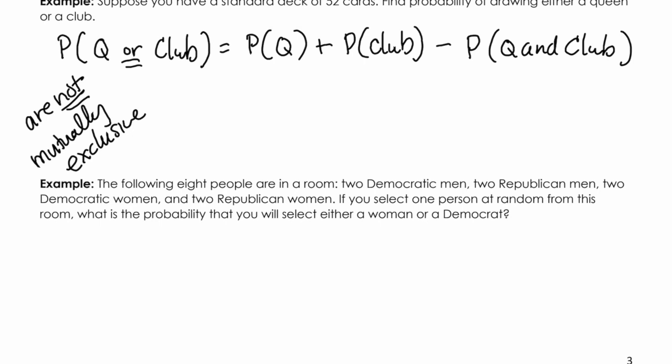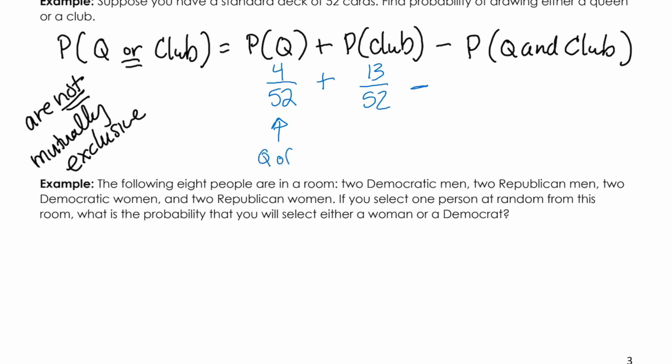So when I go and pick a card out of a deck of 52 cards, I have a chance of 4 in 52 to get a queen. Right? There's 4 queens in a deck: the queen of clubs, the queen of hearts, the queen of diamonds, and the queen of spades. When I pick my card, the probability of getting a club is 13 out of 52, because there are 13 clubs in the deck of 52 cards.